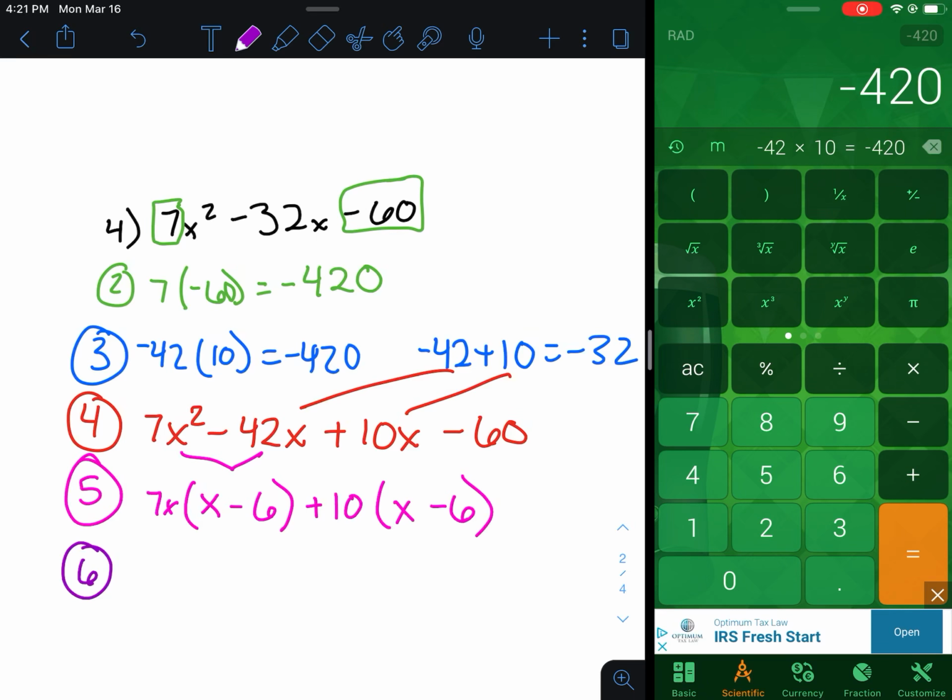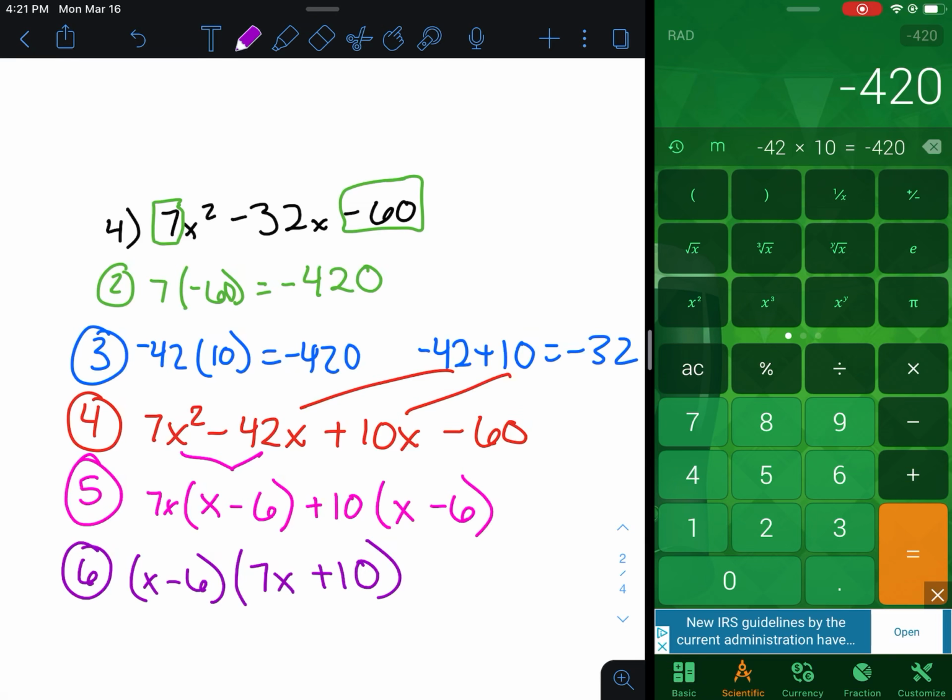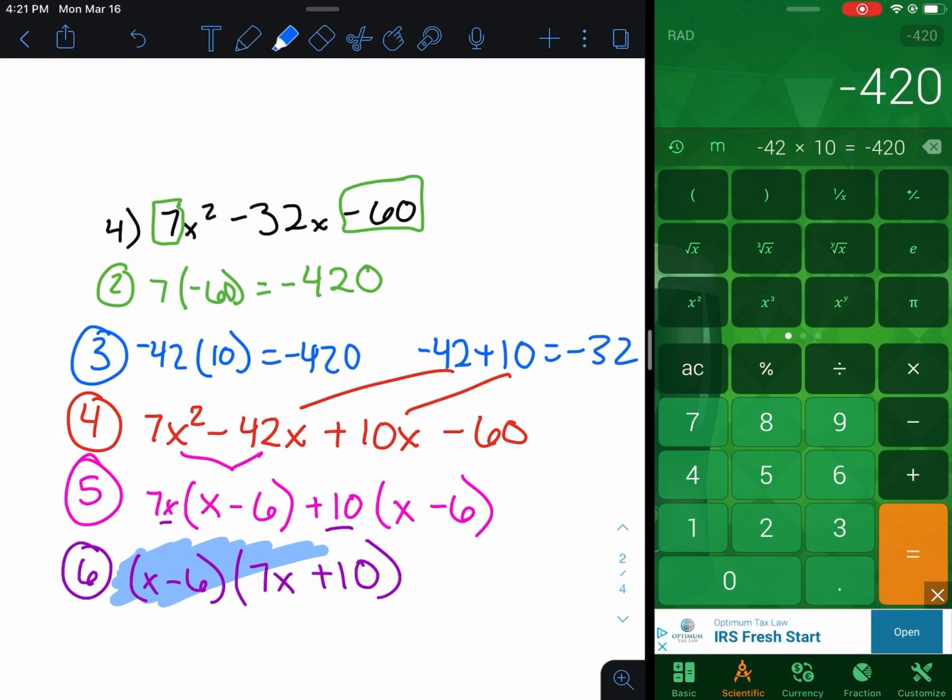So when we are done with this entire problem, we are going to factor out the x minus 6 from both terms, but we still include it in our values, and the only thing left is the part outside the parentheses, 7x and 10. So that is our final answer.